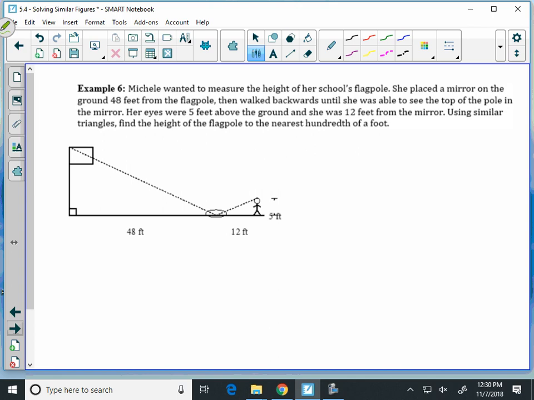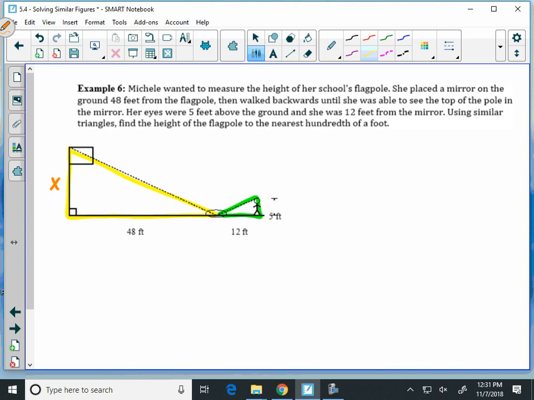Okay, so if you notice, it says using similar triangles. And I notice I have a triangle here, and I have a triangle here. Those are my two triangles. So I'm going to use those two triangles to set up my problem. We're trying to find the height of the flagpole. So that's what I'm going to label with X. Here's the flagpole. We'll label that with X. It's not already labeled for me.